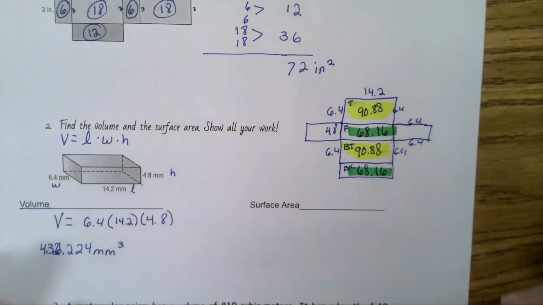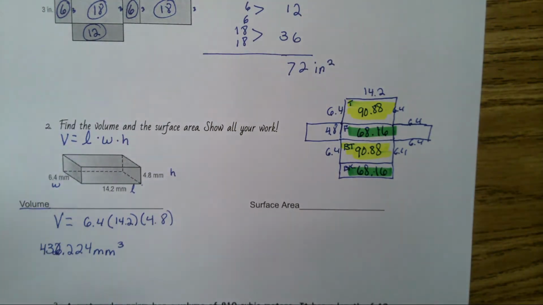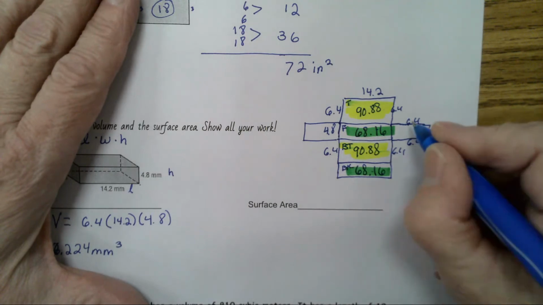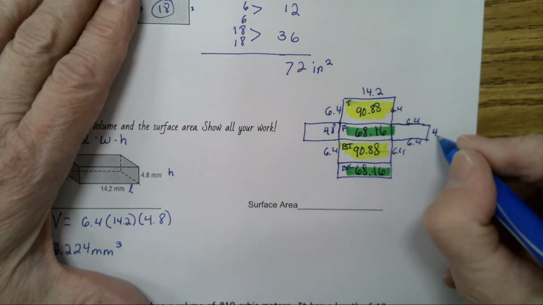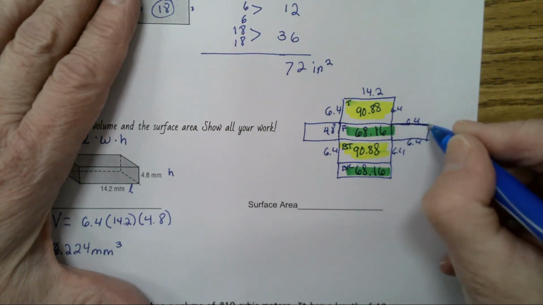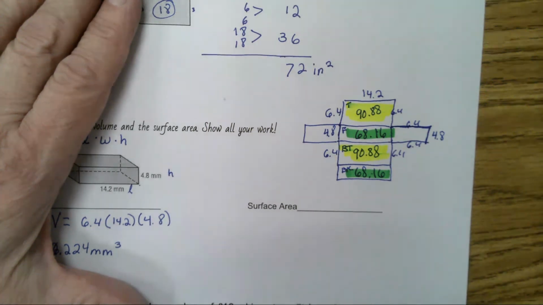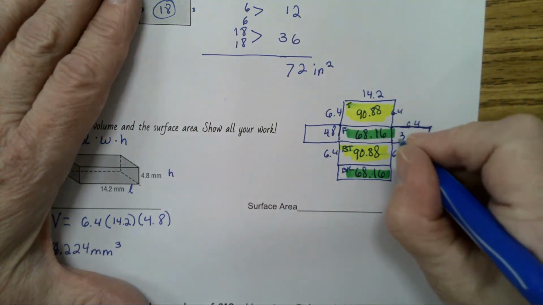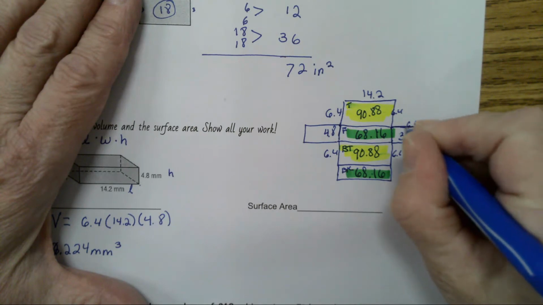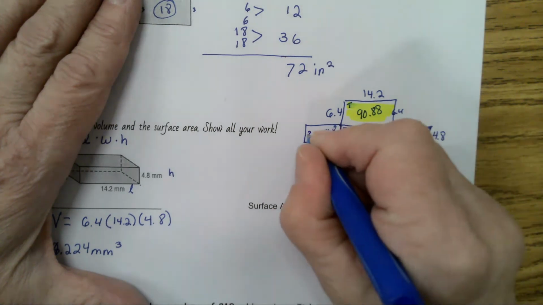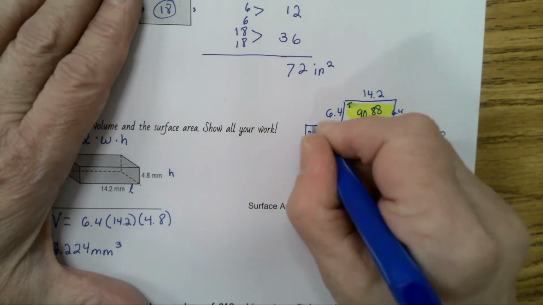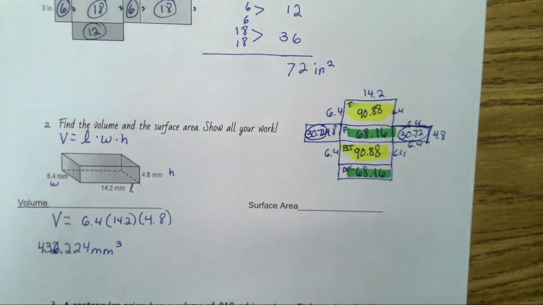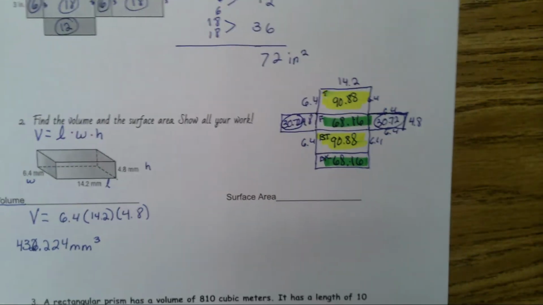Now I just have my right and my left side. And it is 6 and 4/10 times 4 and 8/10. It's 6.4 by 4.8. Yep, 30.72. I'll circle that. Now we add them all together to get our surface area.